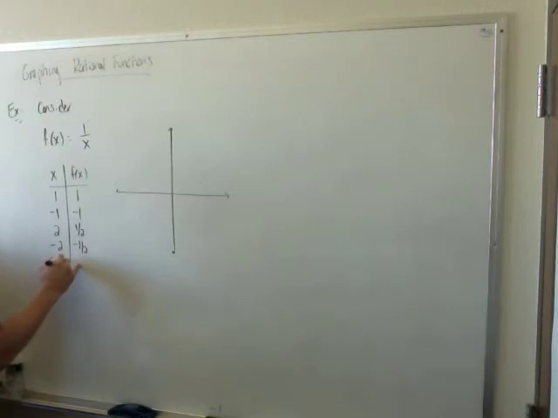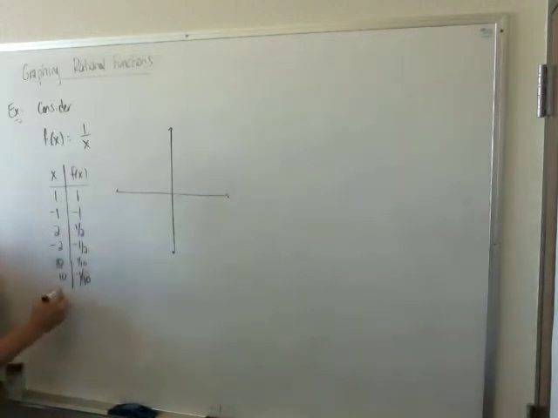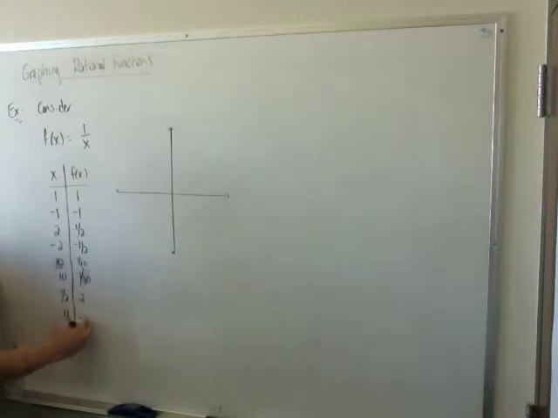Let's go to 10. I get 1/10, and negative 10, I get negative 1/10. So those are easy to plug in. What happens if I put in a fraction, like 1/2? If I put in 1/2, you get 1 divided by 1/2, which is 1 times 2 over 1, which is 2. And if I put in negative 1/2, I get negative 2, right? And if I put in positive 1/10, I get 10. And if I put in negative 1/10, I get negative 10.